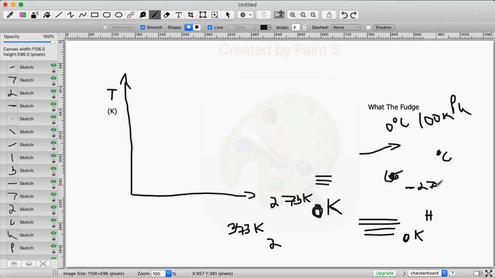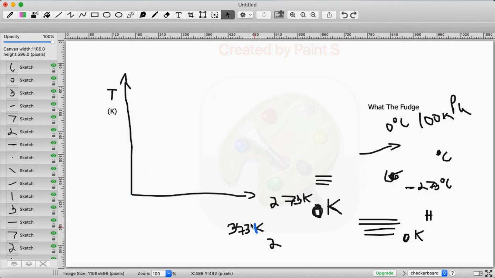Because it's the same interval, you go from 0 and you keep going down to 0 Kelvin, right? That's negative 273 Celsius. So that's the lowest possible energy a thing can have. So that's interesting. You're going to see Kelvin in a lot of places, almost everything. That's just what it is.